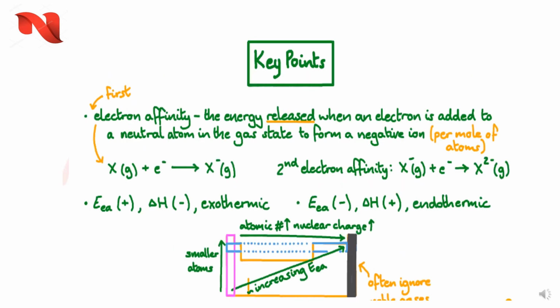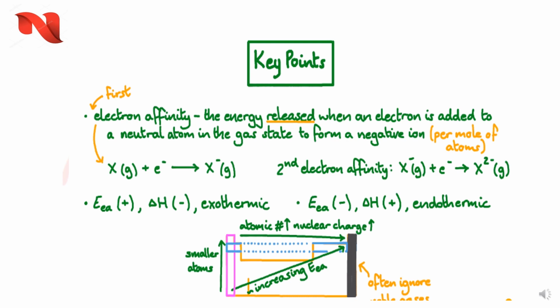Let's finish up with the key points. Electron affinity of an element is the energy released when an electron is added to a neutral atom of that element in the gas state to form a negative ion. Electron affinities are normally expressed in kilojoules per mole. Electron affinity is often used to refer to the process itself, adding an electron to a gaseous atom. An element's second electron affinity is the energy associated with the process of adding an electron to an ion with a 1- charge.